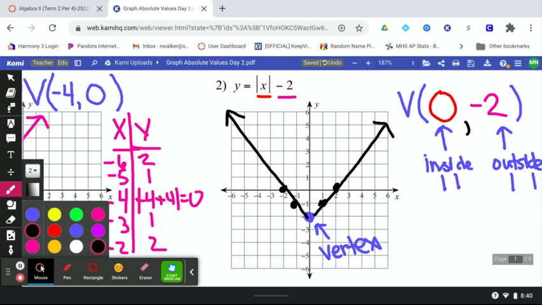So today it's finding the vertex, and then we complete the V. And today all of our V's are going from the vertex to go up 1 and over 1 each way. So up 1 and over 1 once you have the vertex. Do you guys have any questions on that particular example?